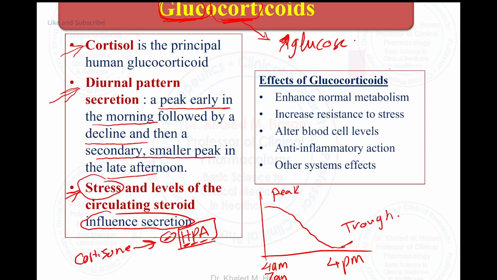We ask: what are the effects of glucocorticoids? As you can see here, glucocorticoid is normally responsible for metabolism, and number one, responsible for the reaction to stress. Glucocorticoids are involved in the regulation of blood glucose level. Glucocorticoid is considered one of the main agents, endogenous and exogenous, responsible for anti-inflammatory action. We have other systemic effects, so we are going to discuss that in the coming slides.